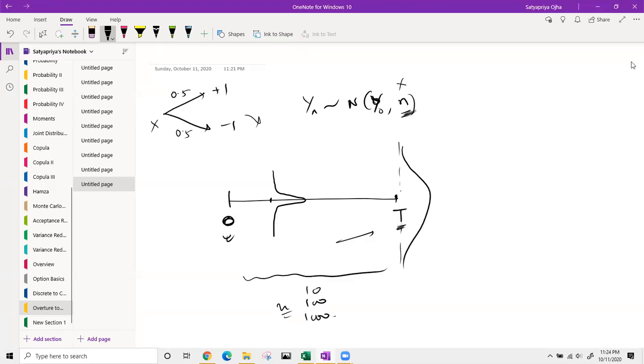What can I do to ensure that the variance of this process depends on time and not the number of steps n? Any guesses? Or let's take a simple case. Whatever my t is, I want my variance to be t. What can I do to this process to have a variance of t?